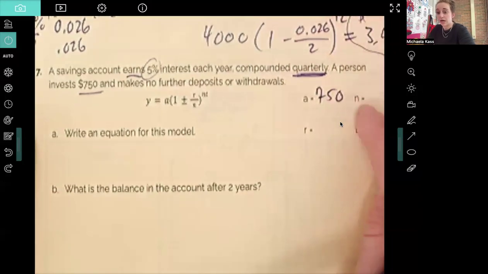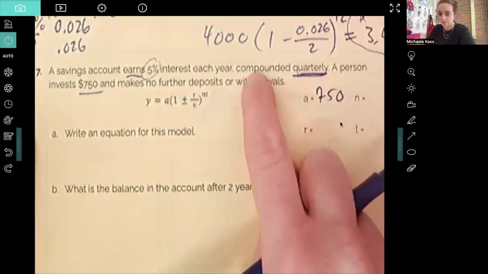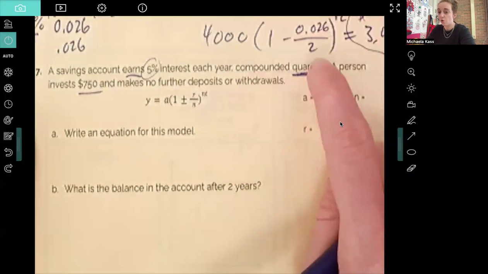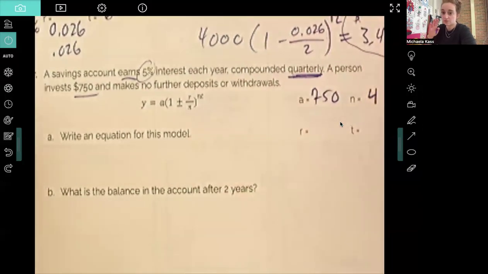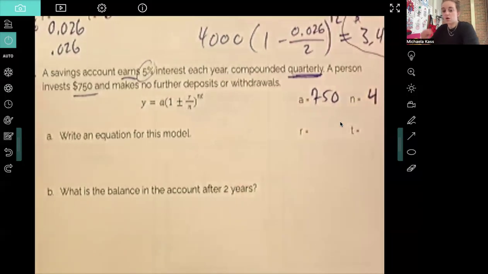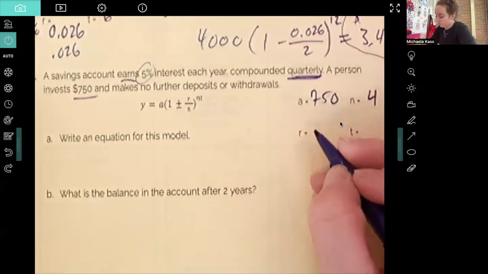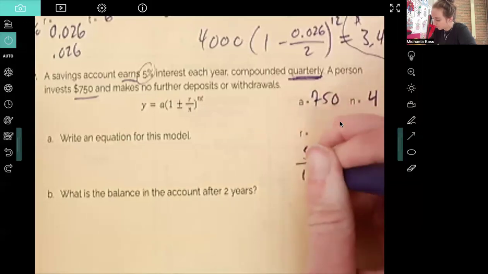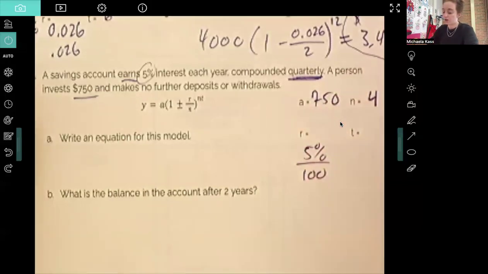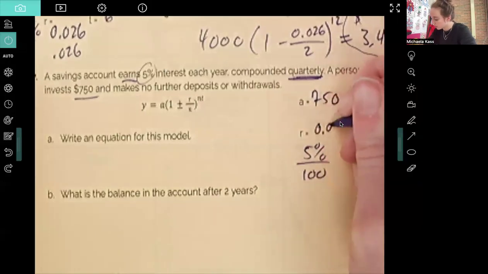N is what it's compounded by. It says compounded quarterly. Quarterly is 4, 4 times a year. R is not 5. Do not put a 5 here. You first have to divide by 100. So 5 divided by 100 is 0.05.